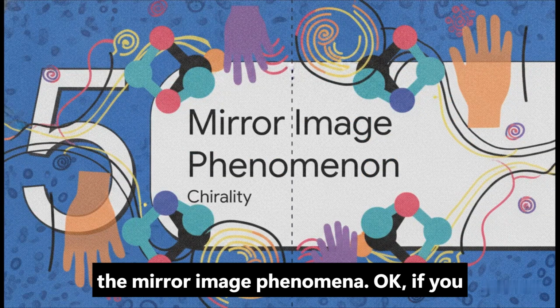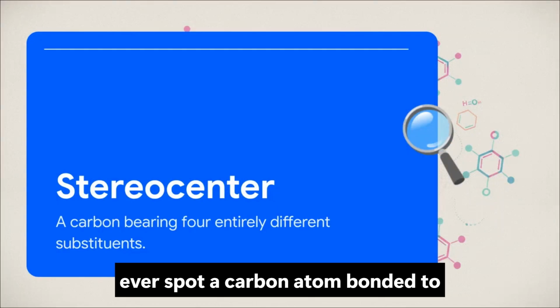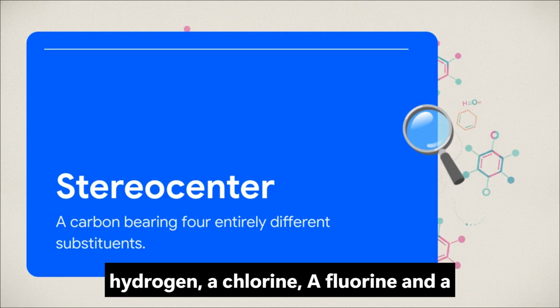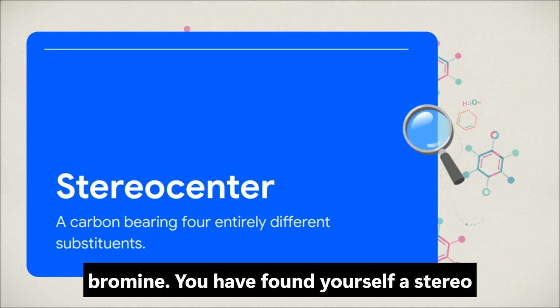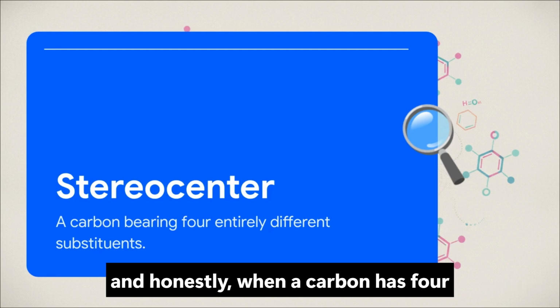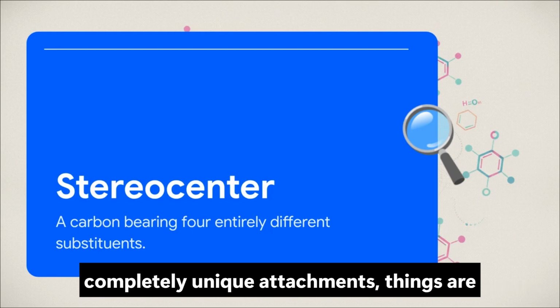Now for part 5, the mirror image phenomena. Okay, if you ever spot a carbon atom bonded to 4 entirely distinct groups, like, say, a hydrogen, a chlorine, a fluorine, and a bromine, you have found yourself a stereocenter, sometimes called a chiral center. And honestly, when a carbon has 4 completely unique attachments, things are about to get weird.